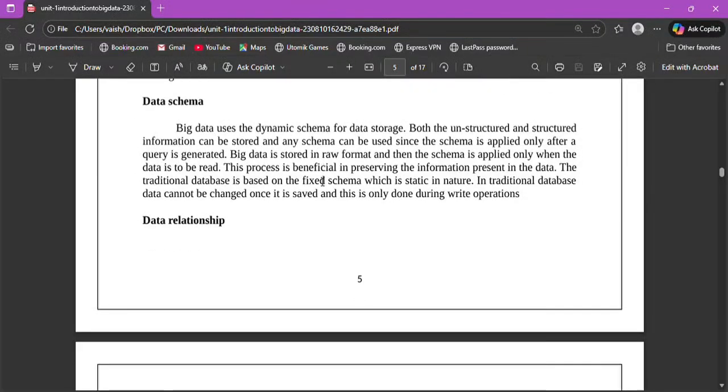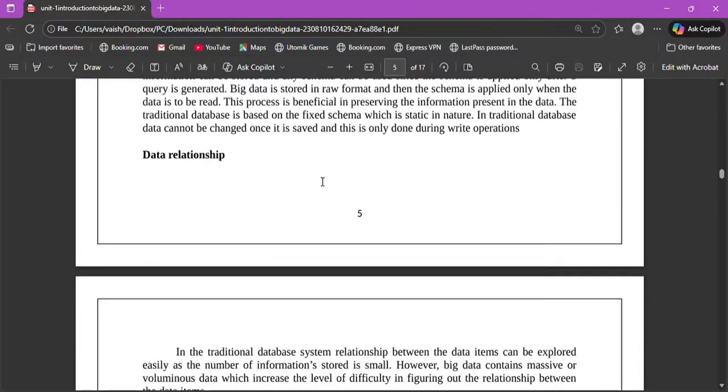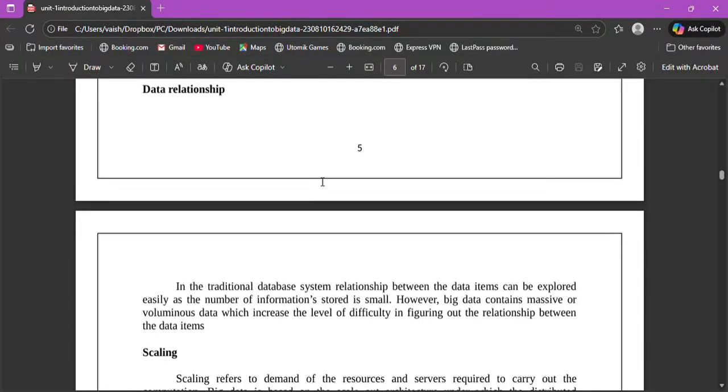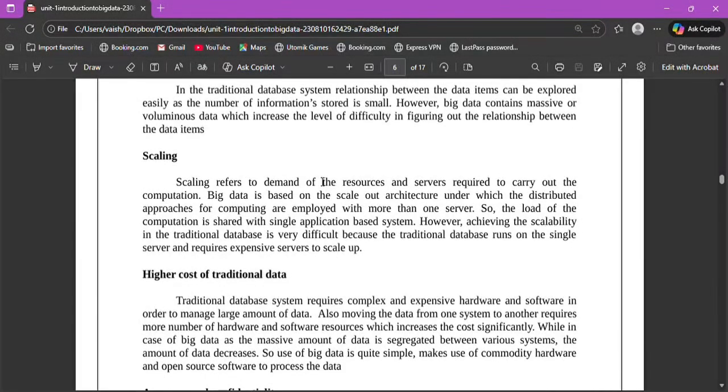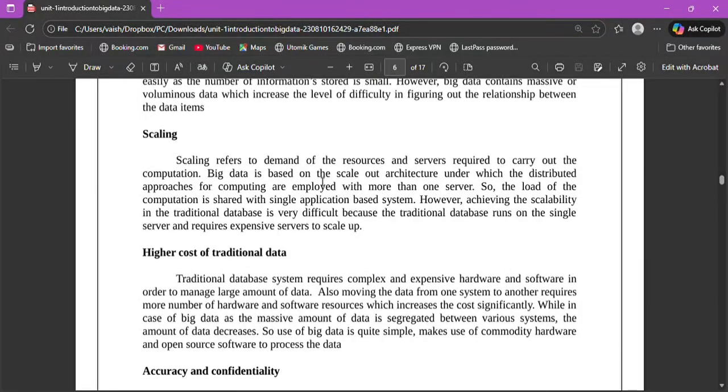Scaling. Scaling refers to the demand of the resources and servers required to carry out the computation. Big data is based on the scale-out architecture, under which distributed approaches for computing are employed, which use more than one server. So the load of the computation is shared, unlike a single application-based system. However, achieving scalability in the traditional database is very difficult because the traditional database runs on a single server and requires an expensive server to scale up.